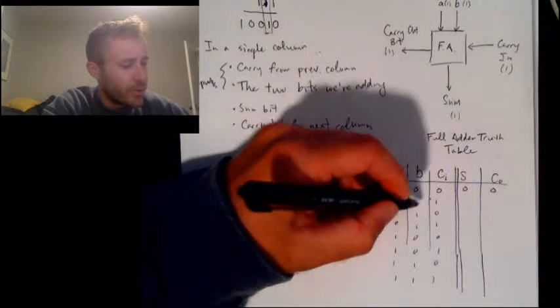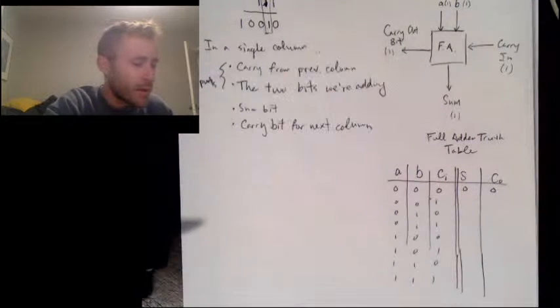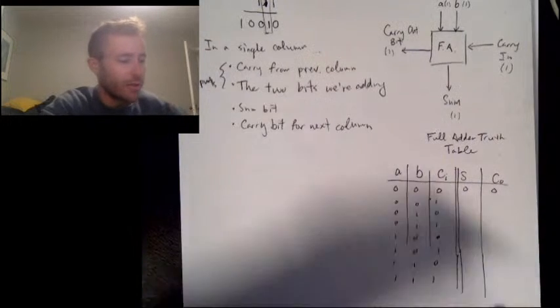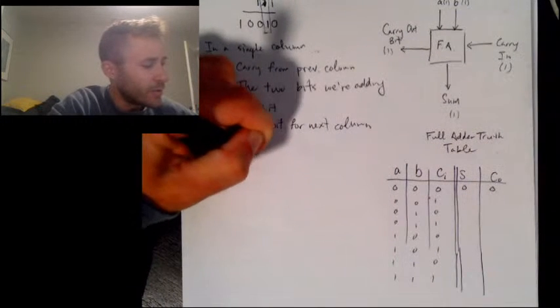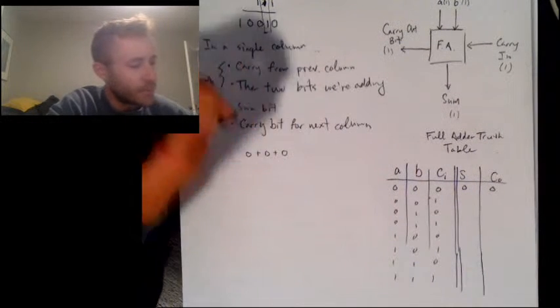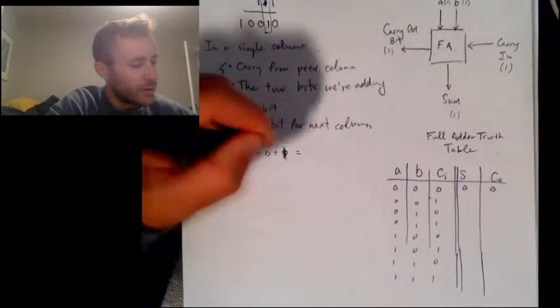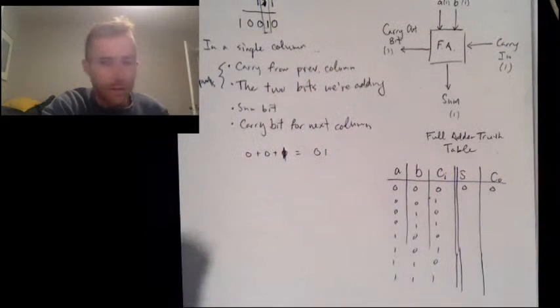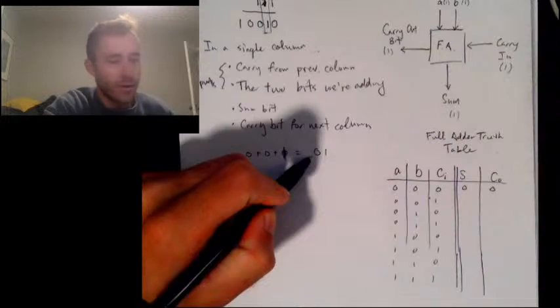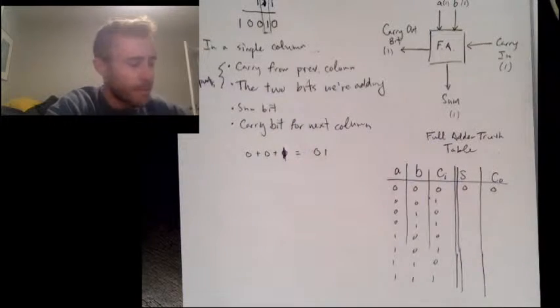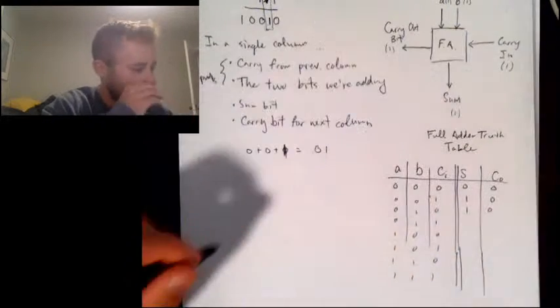0 plus 0 plus 1, if you add those together, is equal to 0, 1. So that means the sum bit is 1 and the carry bit is 0. Same thing for this one. The sum bit is 1, the carry bit is 0.